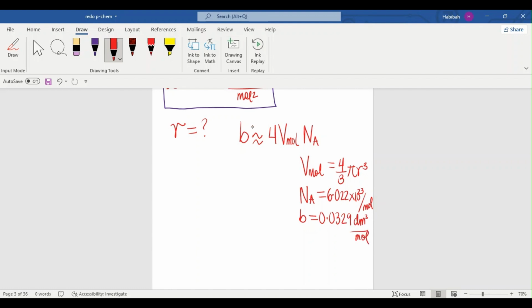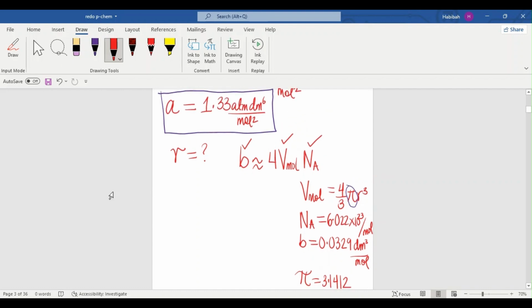You see, we have the b value. We know what the volume is going to be. We also know what the Avogadro's constant or number of atoms is. We also have to remember that here we have pi. We have to use the value for pi, and the value for pi that we're going to be using is simply pi is equal to 3.1412.